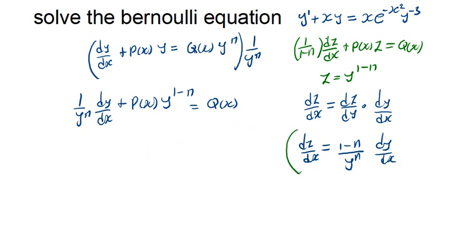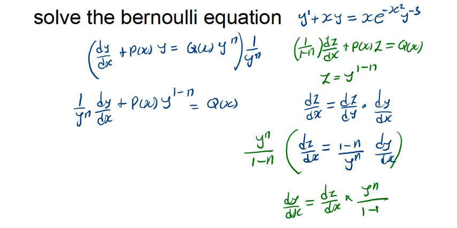And how you do it is that you can just multiply both sides of this by y to the n divided by 1 minus n, so that you cancel that out, and you end up having your dy dx being equal to dz dx multiplied by y to the n divided by 1 minus n, like that. So you can come and substitute your dy dx at this point here. Then let's see what we're going to get.